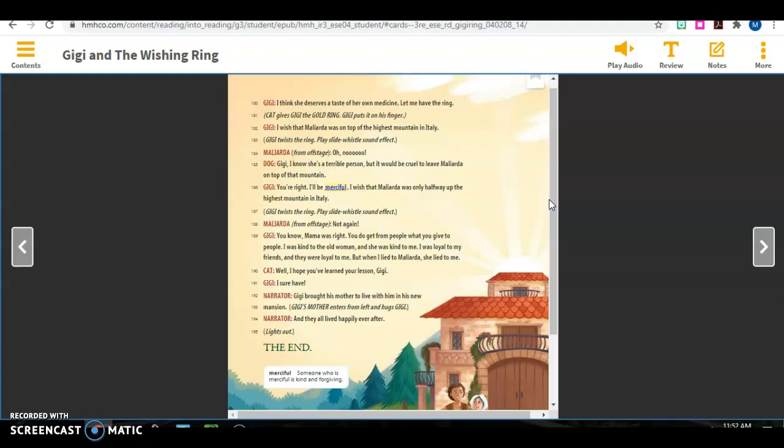So part of annotating is underlining the evidence to support your theme or your opinion. So go ahead and underline line 189 so we have that as proof that we know what the theme is.